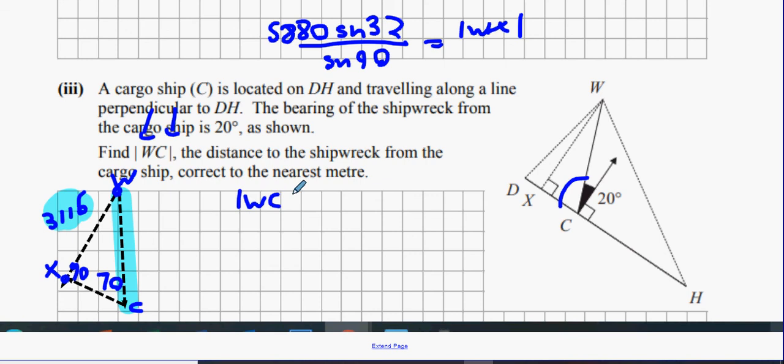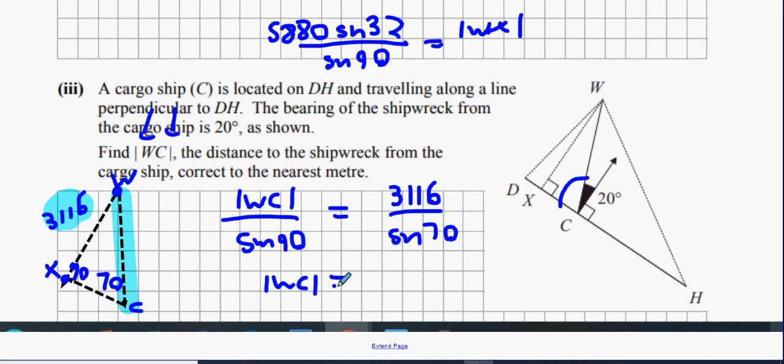All right. WC over sine 90 is the same thing as 3116 divided by sine 70. Therefore, WC has to be 3116 divided by sine 70 multiplied by sine 90. 3116 sine 90 divided by sine 70.